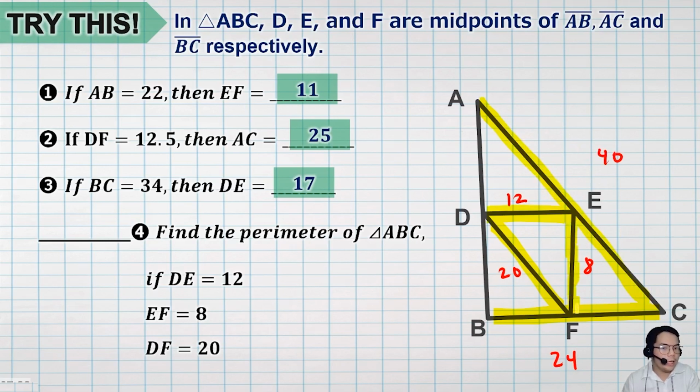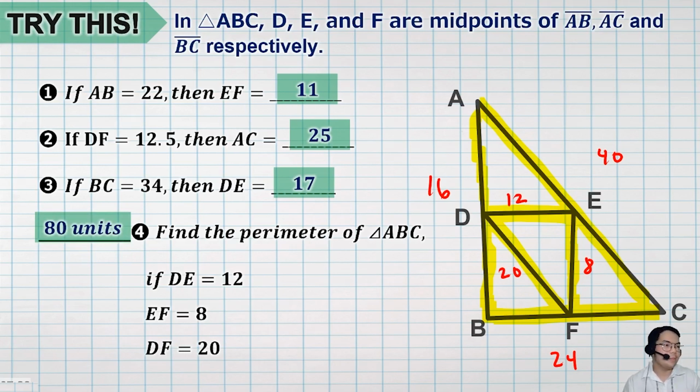And on the other hand, if you multiply 8 by 2, you will get the measurement of the other side, which is side AB, which is equal to 16. You will add all the sides, which is 16 plus 40 plus 24, and then you will get 80 units as the measurement of the perimeter of triangle ABC.